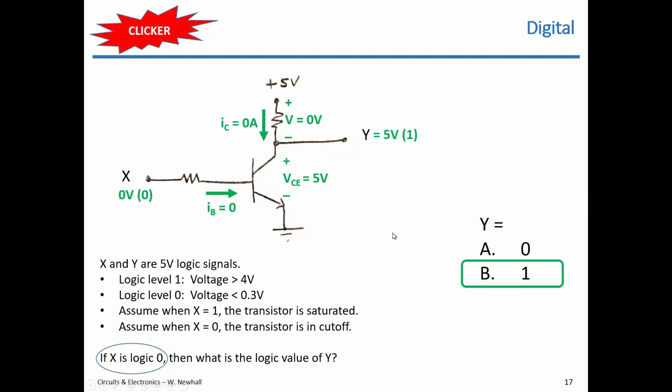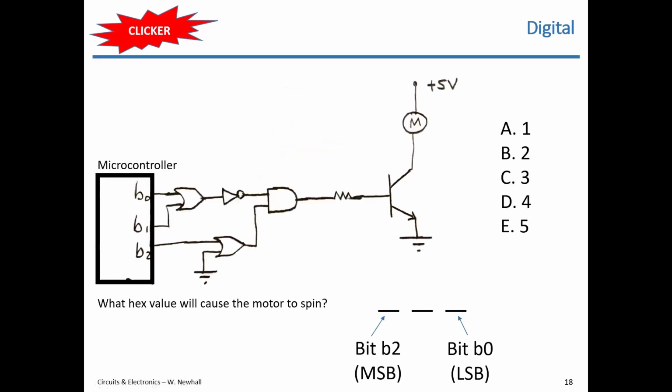So this is actually a logic inverter. On this slide, logic level 0 at the input gives you logic level 1 at the output. On the previous slide, logic level 1 at the input gave logic level 0 at the output. All right. Let's add a motor in. So what hex value will cause the motor to spin?